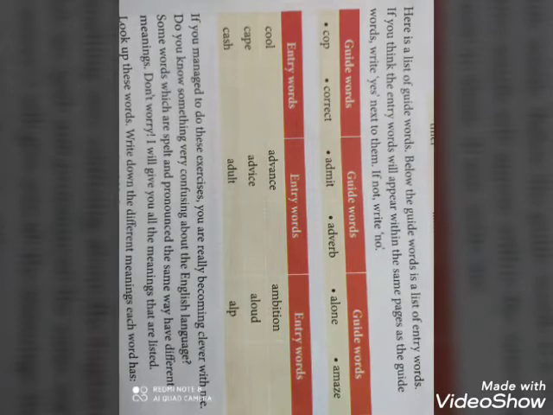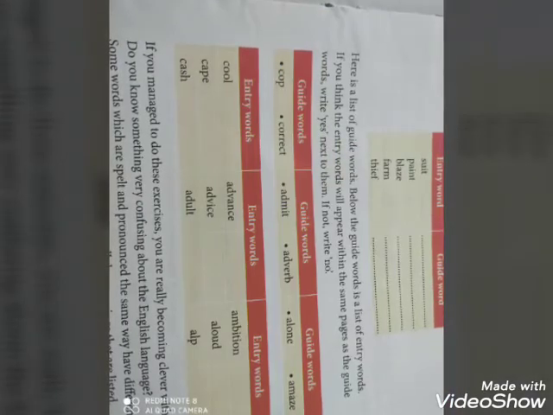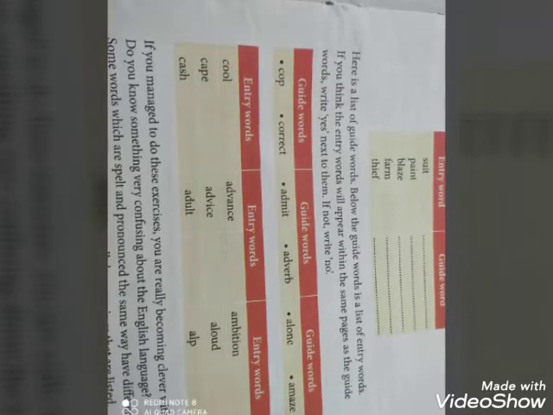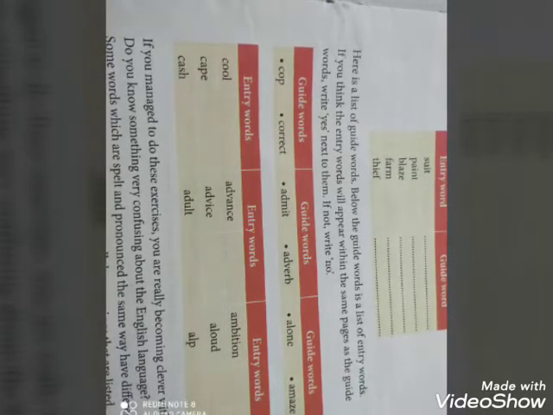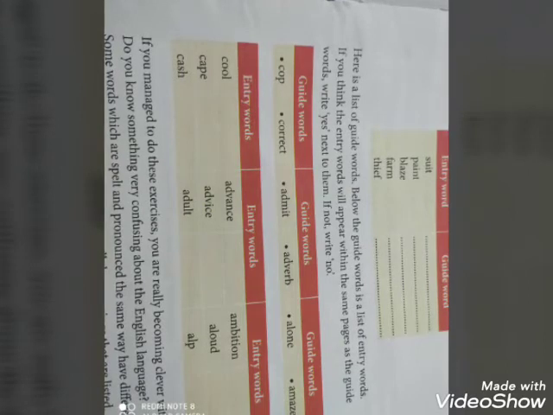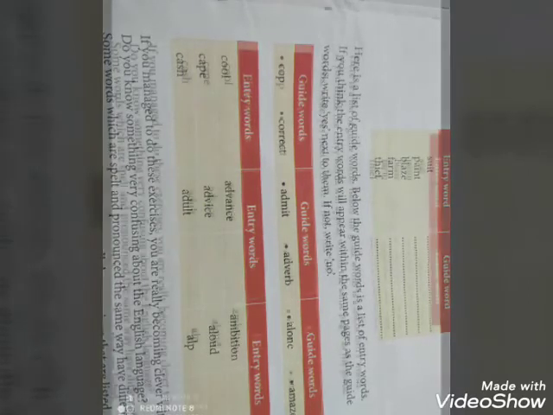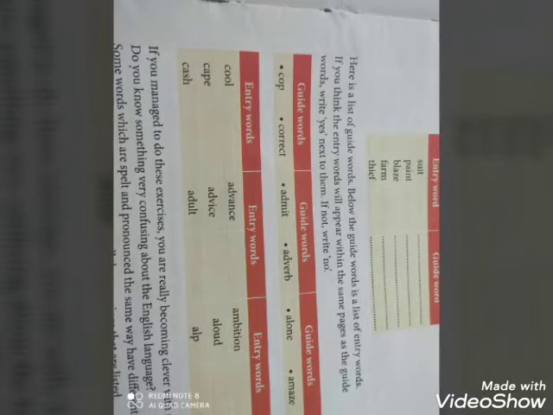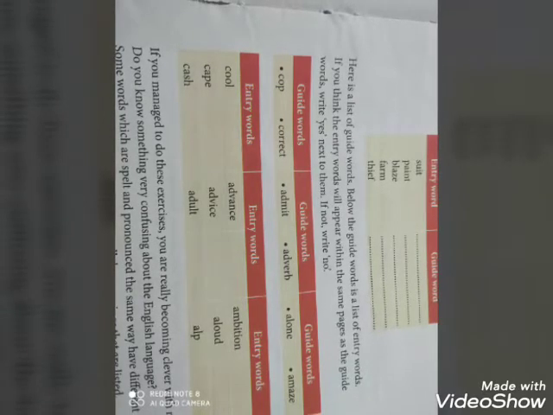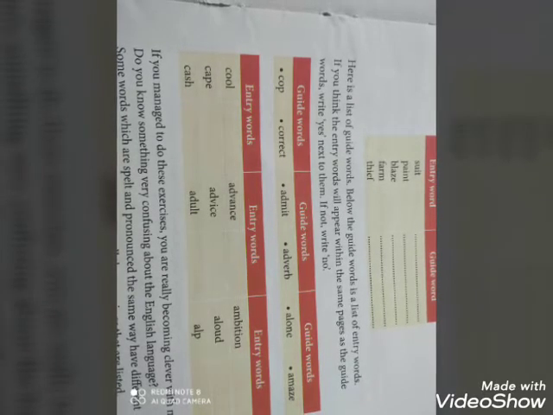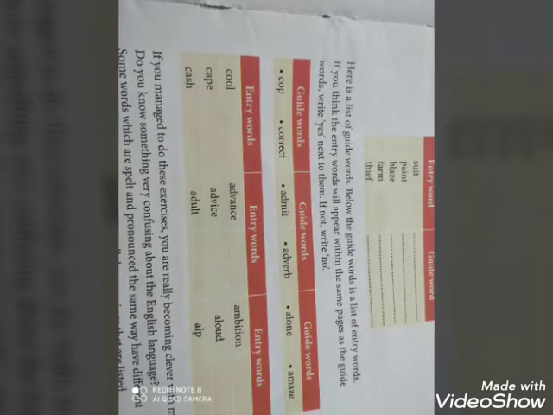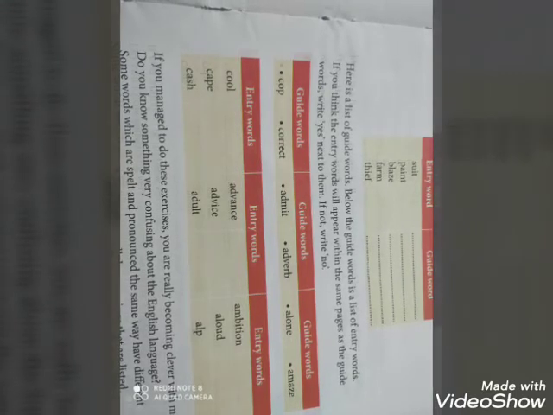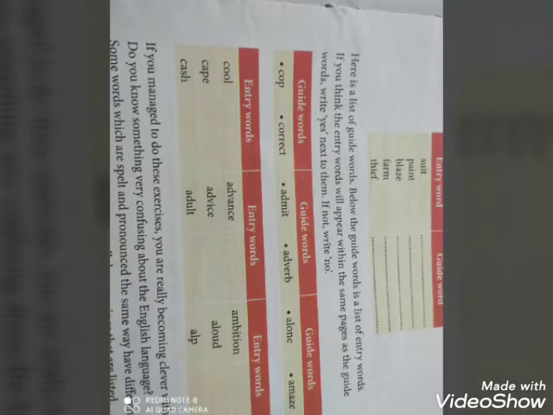If on the page where these two guide words exist, cool is present, you are going to put a tick mark. If it is not present, you are going to put a cross. So you need to use your dictionary compulsorily to do this exercise. If you are able to do this exercise successfully, you are becoming clever along with the dictionary.